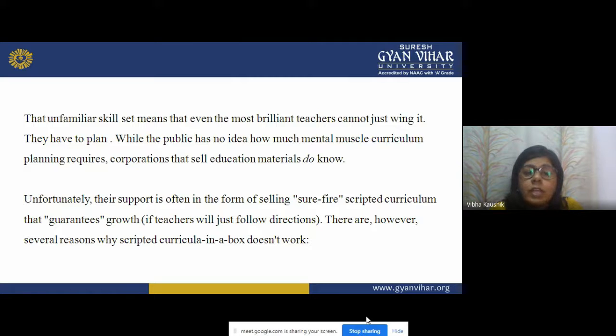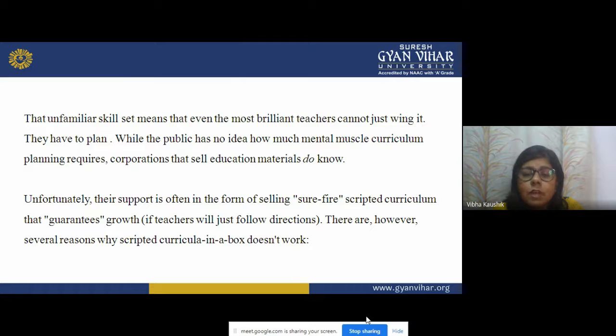Corporations that sell education materials do know. Those organizations or corporations that are selling educational materials to the public do know that planning and preparing is a very difficult task. Unfortunately, their support is often in the form of selling. Their main focus is on the selling part.